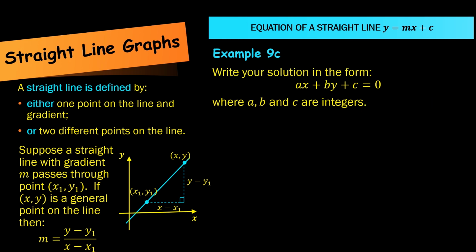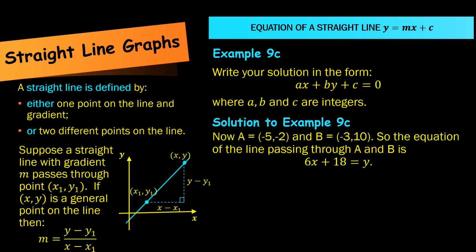Now let's solve example 9c, in which we are asked to express this equation in the form ax plus by plus c equals 0. So recall that the line was expressed as 6x plus 28 equals y. So let's rearrange this. If we subtract y from both sides, we obtain 6x minus y plus 28 equals 0.